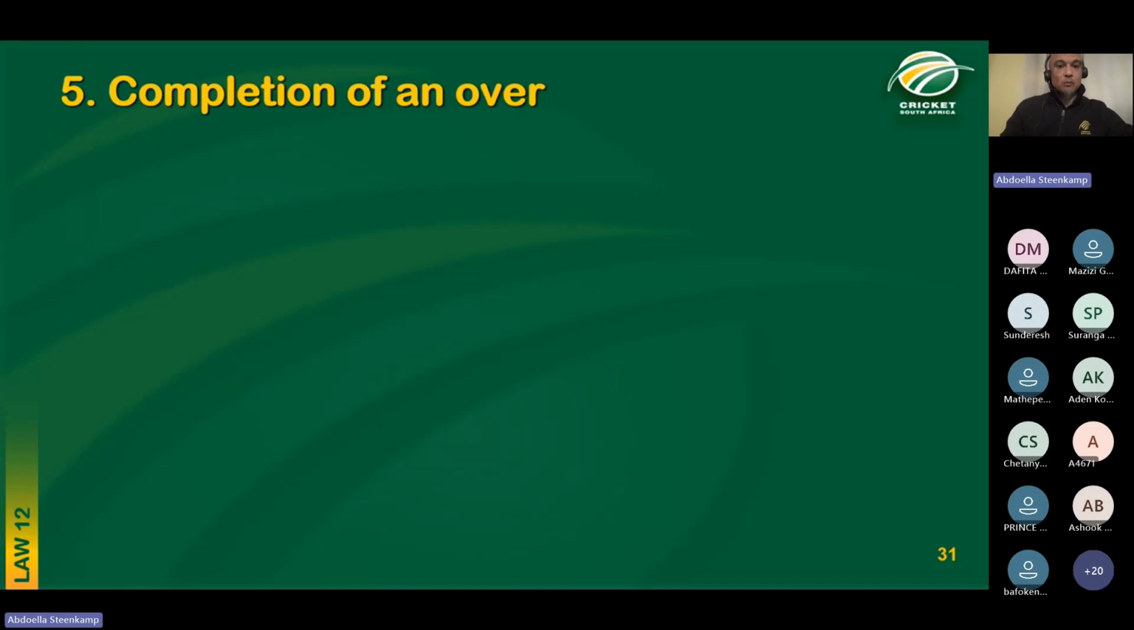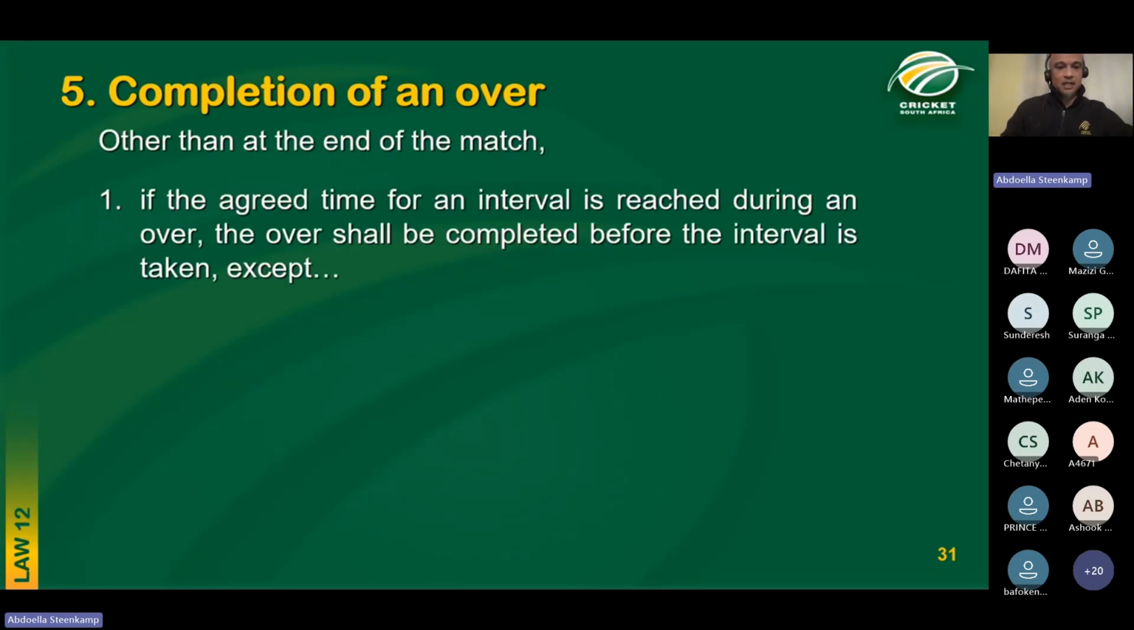When it comes to the completion of an over, and this is now not referring to the end of the game, if the agreed time for an interval is reached, before we take the interval, we first need to complete the over. We'll often find, let's say we get to 12 o'clock, it's now time for lunch, but we're only midway through the over. So what do we do? Do we take lunch, even though only 3 balls in the over were bowled? No, the law tells us, first complete the over, and then you take the interval.